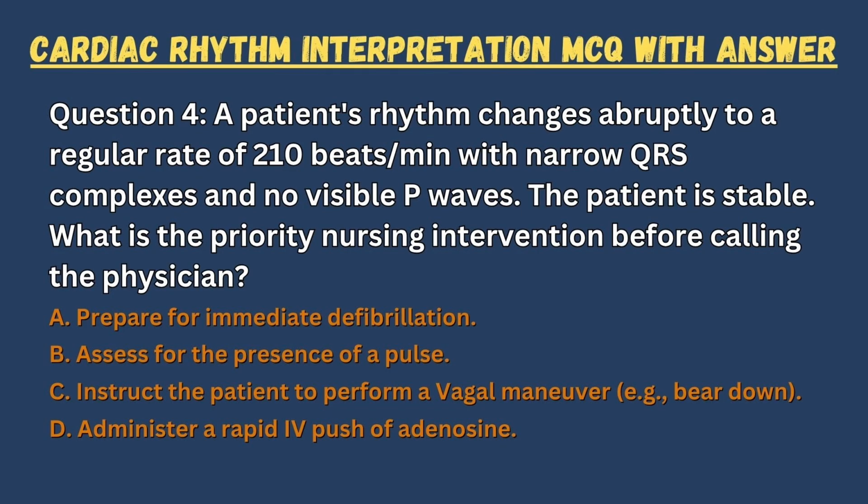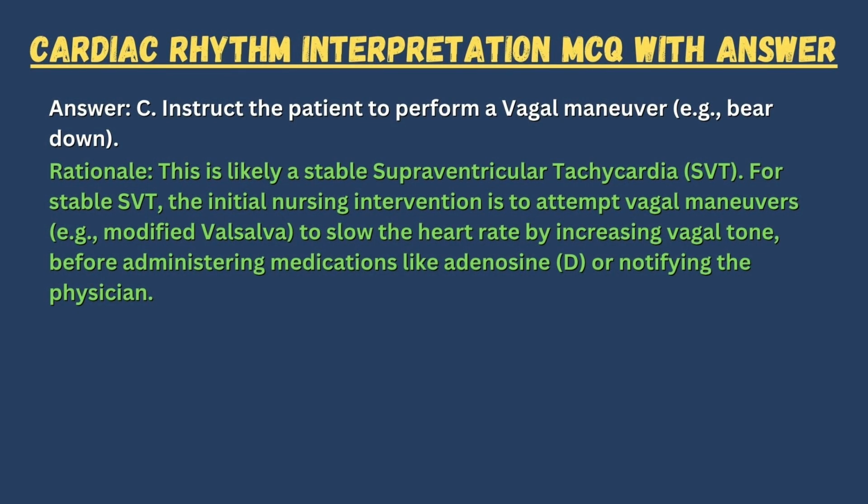A. Prepare for immediate defibrillation. B. Assess for the presence of a pulse. C. Instruct the patient to perform a vagal maneuver, for example, bear down. D. Administer a rapid IV push of adenosine. Answer. C. Instruct the patient to perform a vagal maneuver, for example, bear down.